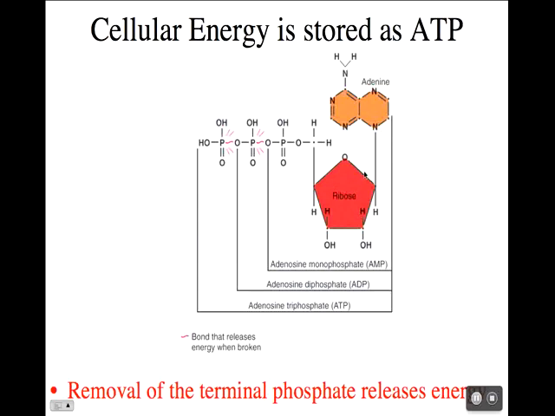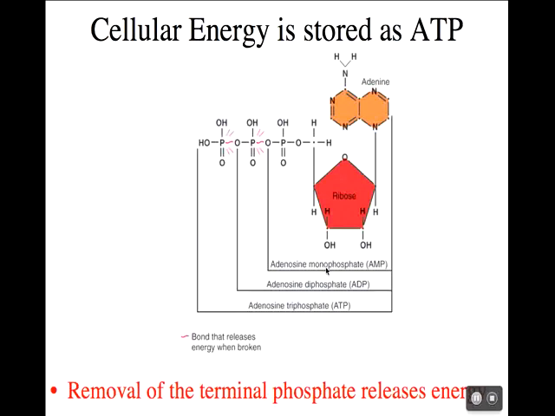And what you'll see here is adenosine with 3 phosphate groups. Phosphate group 1, phosphate group 2, phosphate group 3. That's why they call it adenosine triphosphate. If you only have 2 phosphate groups, then we call it adenosine diphosphate. If you only have 1 phosphate group, then we call it adenosine monophosphate. So that's all that ATP means, is it's this adenosine molecule with 3 phosphate groups attached to it.